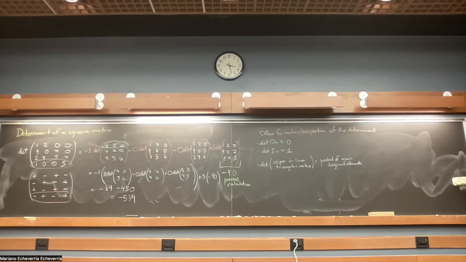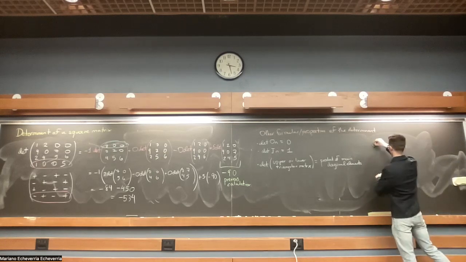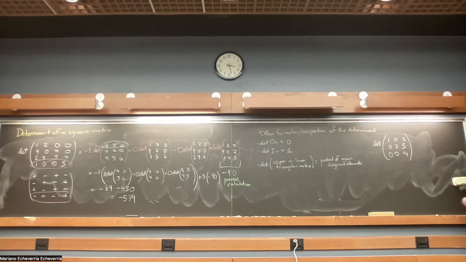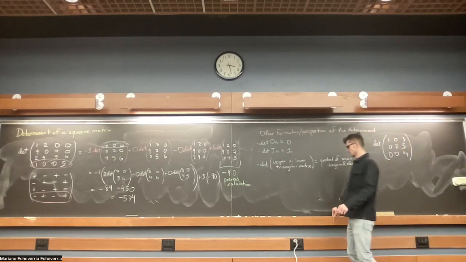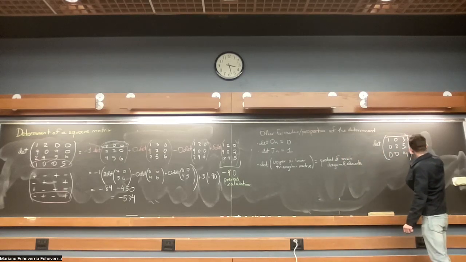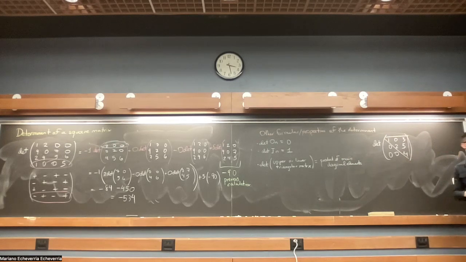So what do I mean by this? For example, let's look at this matrix. If you look at this matrix, there's some sort of triangle here, right? And everything outside that triangle is a bunch of zeros, right? So this matrix is called upper triangular.